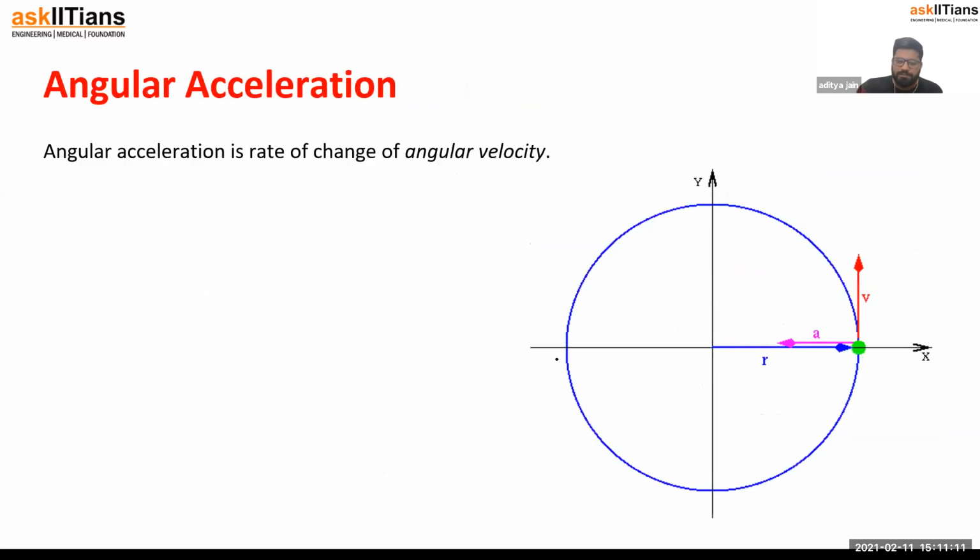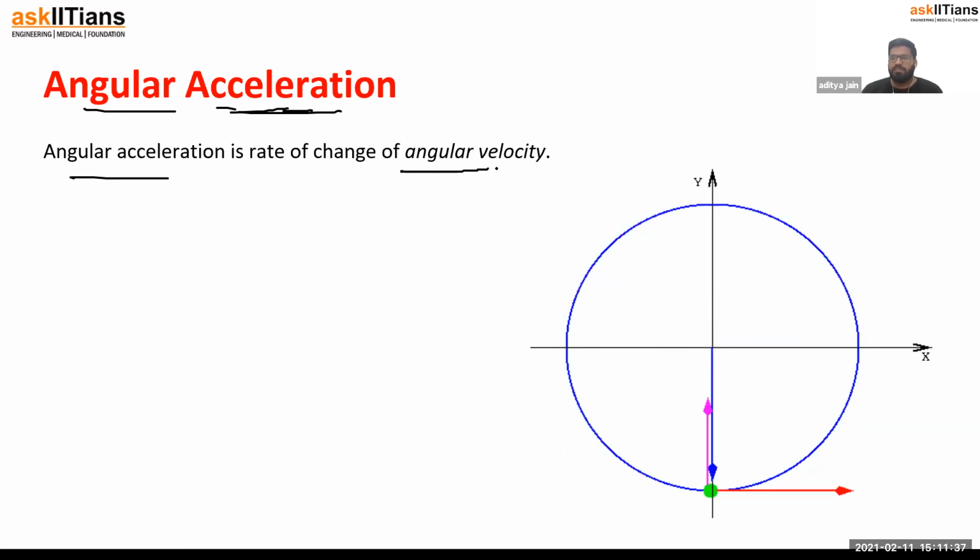Clear? Now, the final topic of this lecture is angular acceleration. We have already seen acceleration in the case of motion in one dimension. Acceleration is the rate of change of velocity, or the rate of change of linear velocity. The same applies to angular acceleration, with the only difference that in place of linear velocity, it is the rate of change of angular velocity. That is defined as angular acceleration.